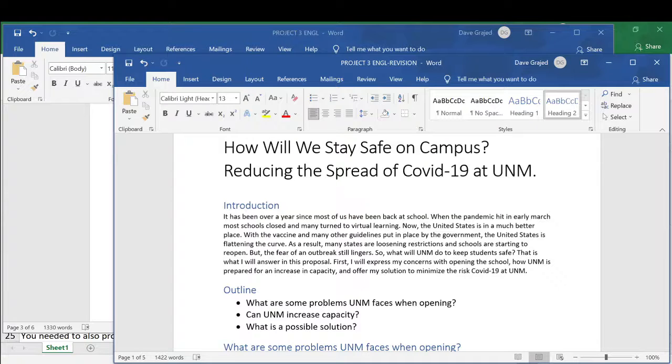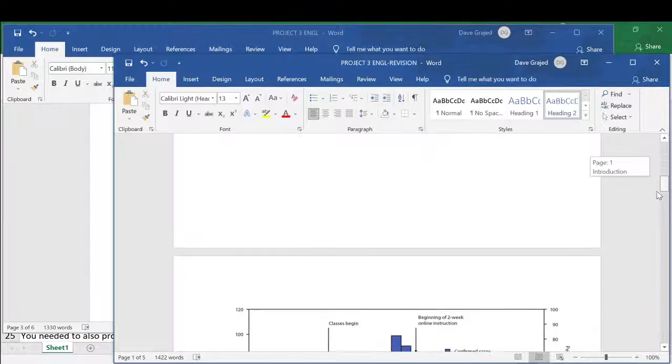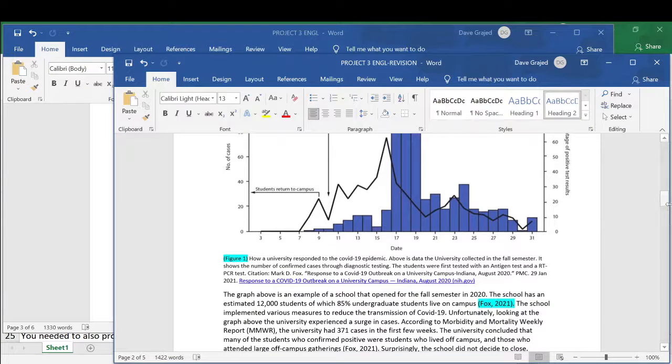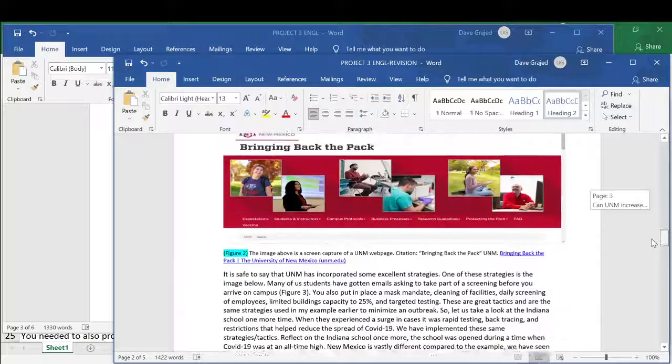The next revision I made was to make my image more readable. I did so by making the image larger. I also changed its reference to figure 1 along with the rest of the images in this proposal.